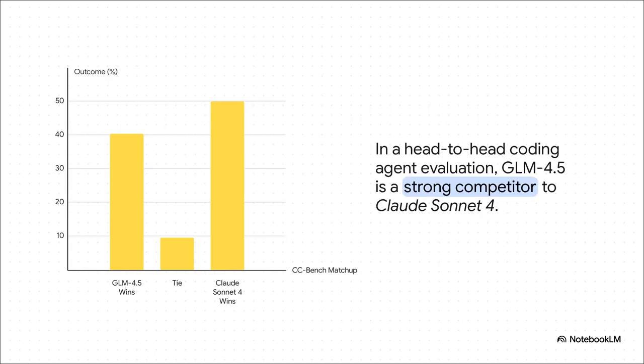Automated benchmarks are one thing, right? But how does it hold up in the real world? Well, in a head-to-head human evaluation on actual coding agent tasks, GLM 4.5 proves it's an extremely strong competitor to the very well-respected Claude Sonnet 4. It's winning over 40% of the matchups. This just shows its skills directly translate to hands-on, practical use.